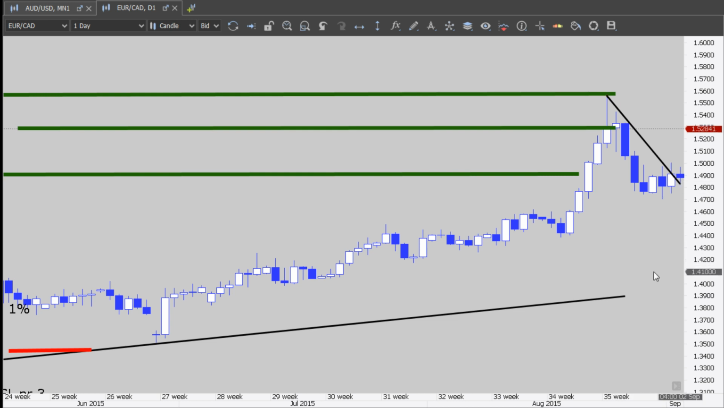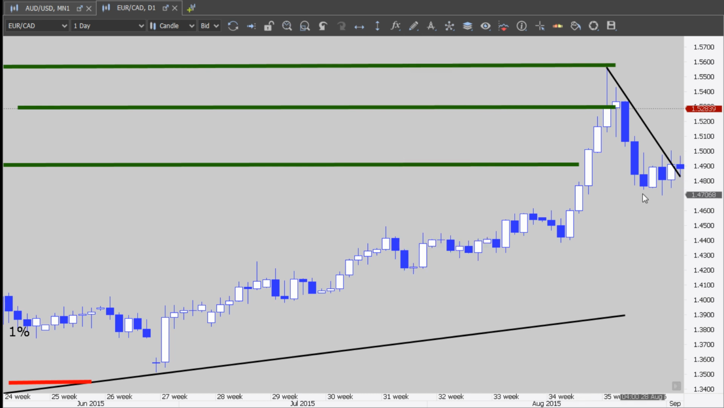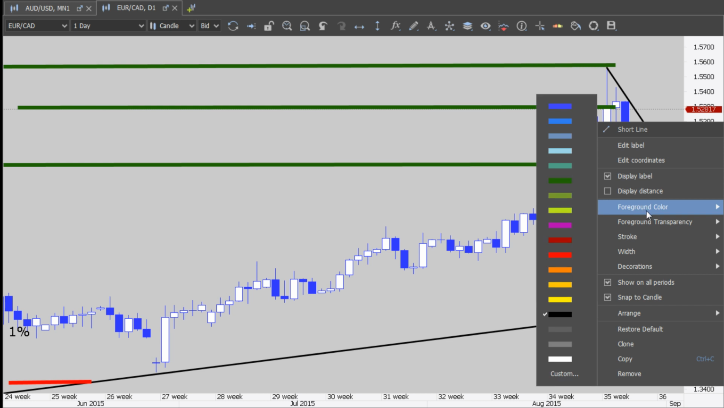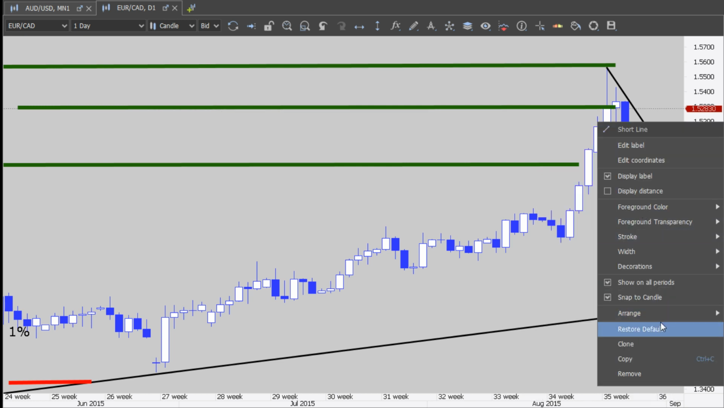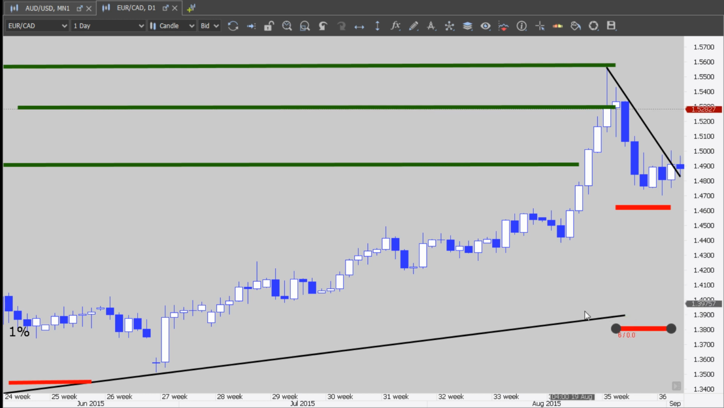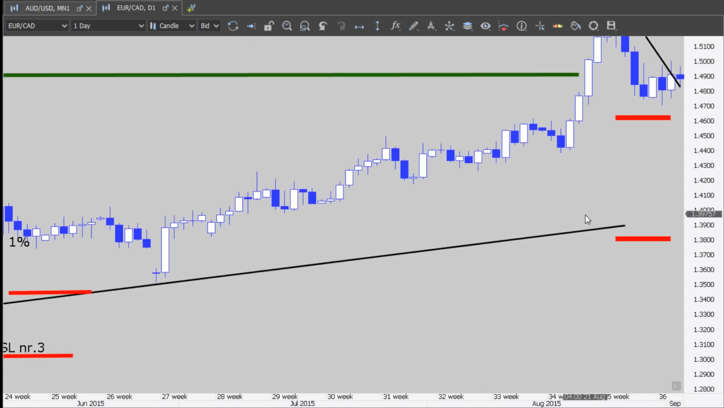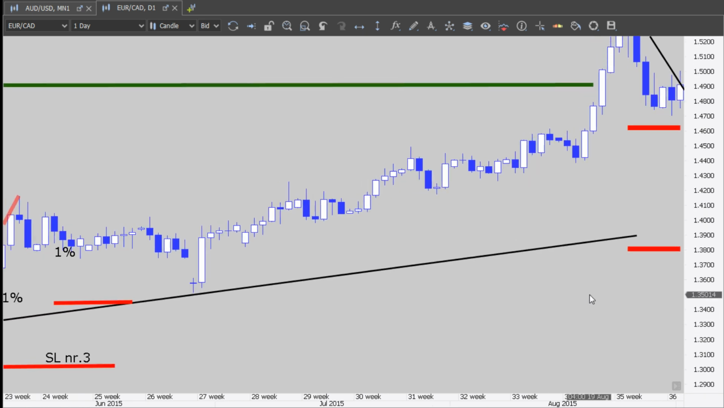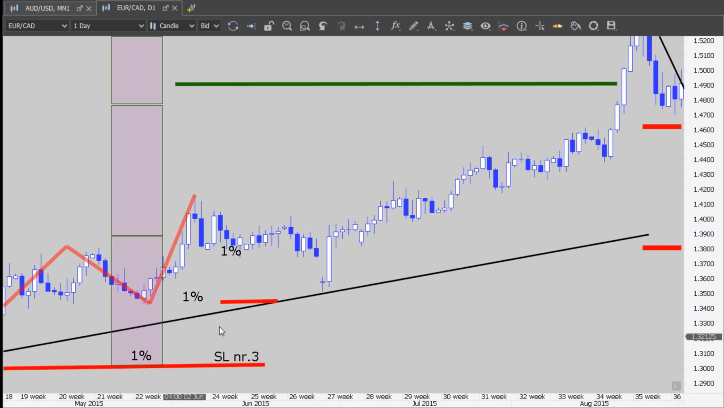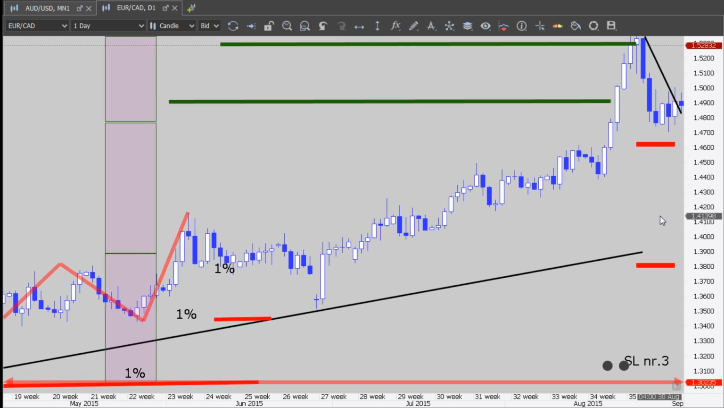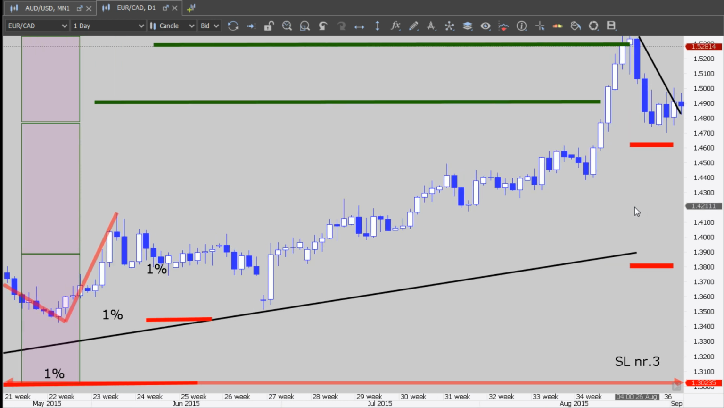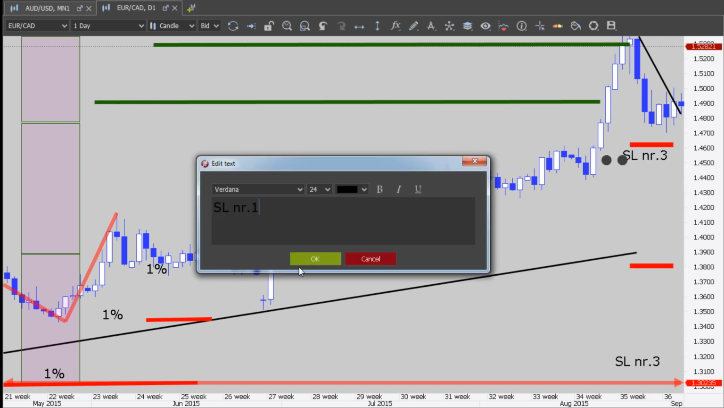Okay, we have an entry, and again stop loss number 1 is going to be here somewhere. Let's color code this in red, right? The second stop loss is going to be the uptrend line, and the third is going to be, let me see if I can, no, yeah, I showed you, right? I shouldn't show you, but I'm going to do the horizontal line. So this is going to be the stop loss number 3. Okay, so we have an entry here, right? Okay, so clone. Stop loss number 1 is going to be 15 pips.